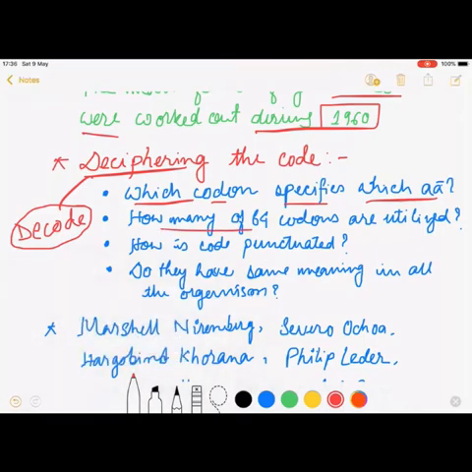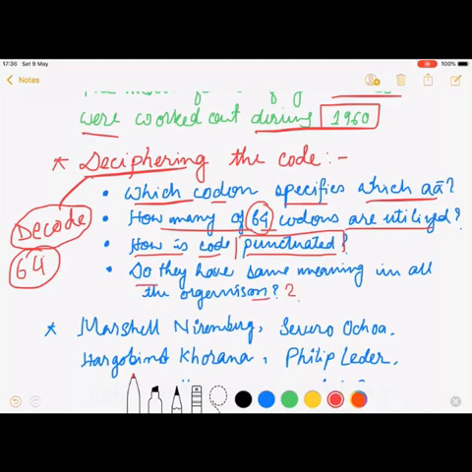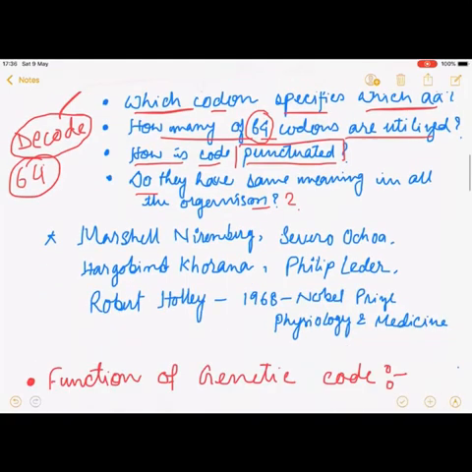How many of the 64 codons are utilized? See, there are 64 codons, how it is formed I will discuss. So there are 64 codons, and how many of them are utilized in coding a particular amino acid. How is the code punctuated? That means, are the codons punctuated? Is there any kind of punctuation mark, like a comma, full stop, or gap in between the codons? Then, do they have the same meaning in all organisms? So these were the questions asked by the scientists, and all those questions were answered by them.